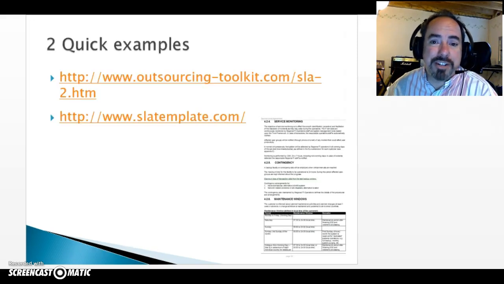If you've never seen an SLA before, I've got 2 links that show you example SLAs just so you can see what an SLA looks like. It can be 1 page, might be 5 pages. It really shouldn't be more than 10 pages. That's getting a little too long with legalese. An SLA should be short and sweet with very measurable metrics in it.